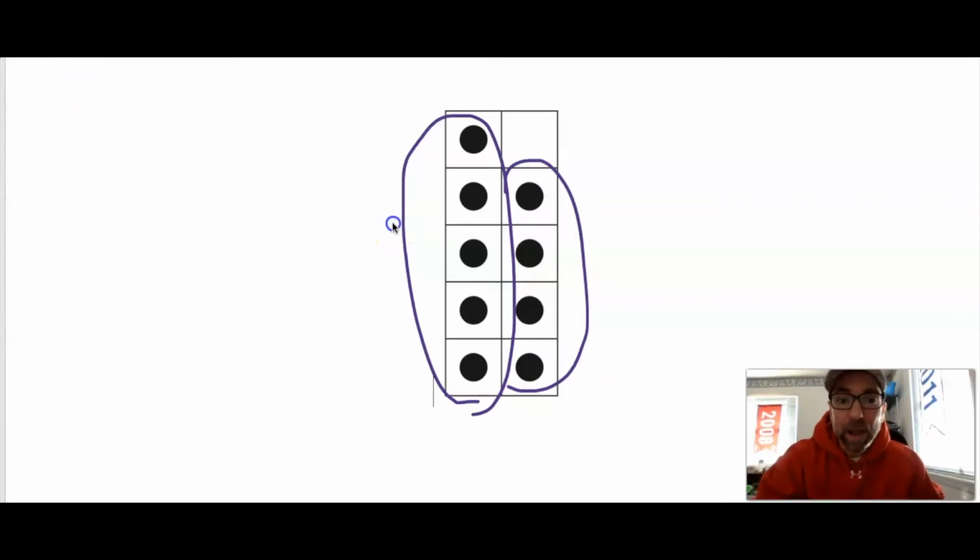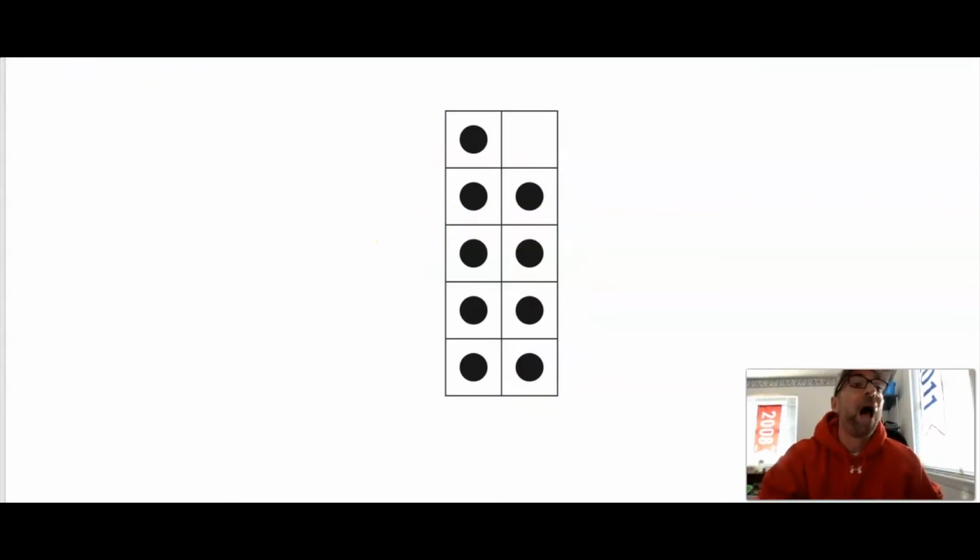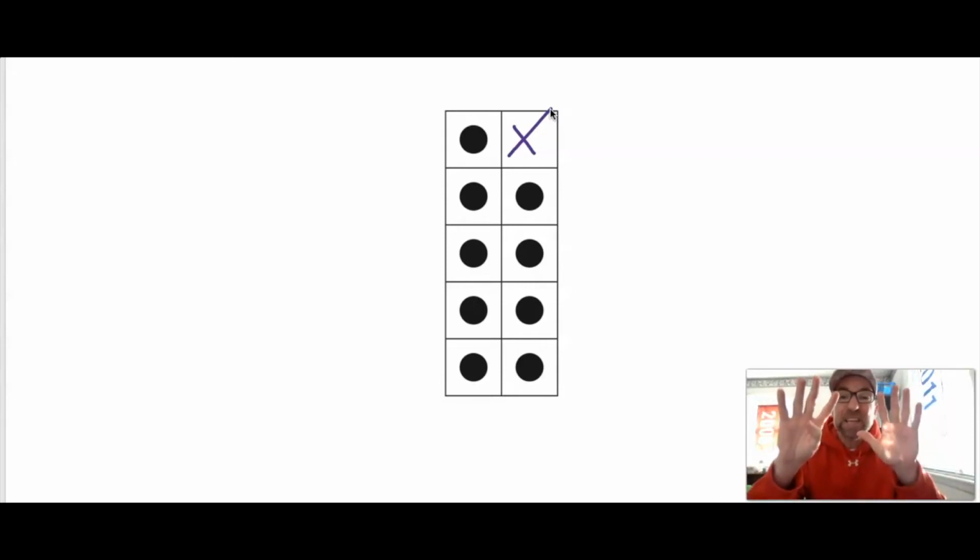And then other times, first graders will say, I know 1 frame was missing. And if 1 frame is missing, there's 9 that are filled up. That's really good thinking. And that's how you can tell how many dots there are really quickly.